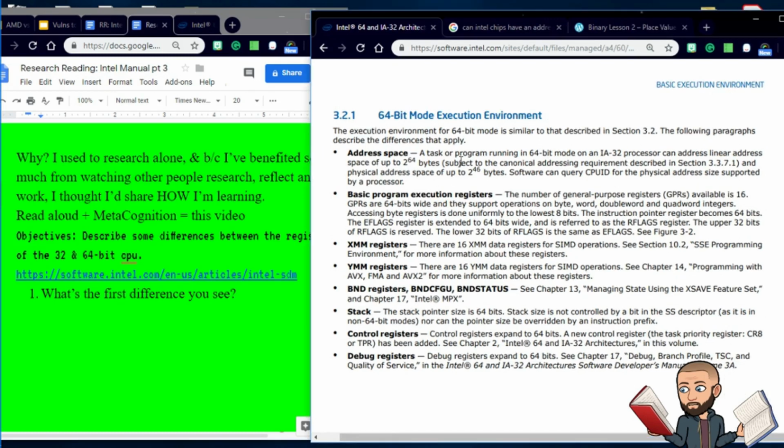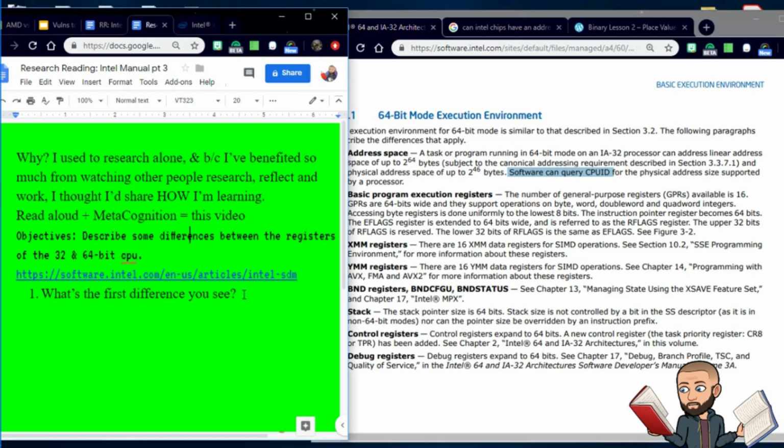So starting with address space, a task or program running in 64-bit mode can address linear address spaces of up to 2 to the 64th bytes. This is subject to the canonical addressing requirement described in section 3.3.7.1. We haven't gotten there yet. And physical address space of up to 2 to the 46th bytes. I wonder where that number 46 comes from. Well, it goes on to say that software can query CPUID for the physical address size supported by a processor. So maybe this first question will relate to the diagram only.